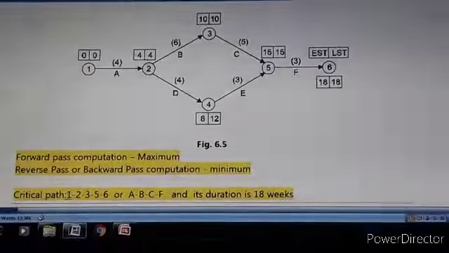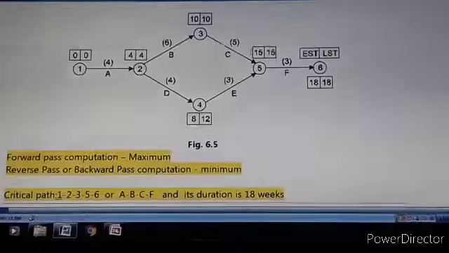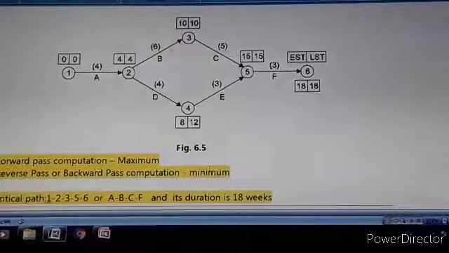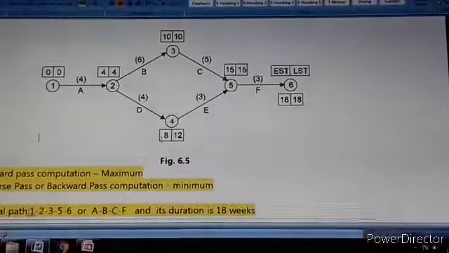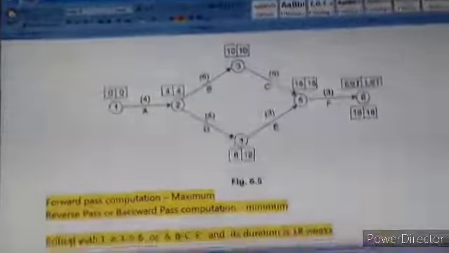With respect to 4, 4 minus 4 means 0. With respect to 1, again 0 minus 0, 0. With respect to 5, 15 minus 15, 0. With respect to 6, 18 minus 18, that is 0. But here with respect to 2, we have a float, that is 12 minus 8, that is 4 weeks. Sometimes they will ask to write the floats, then accordingly we can write the float with respect to the activity, with respect to node 2.